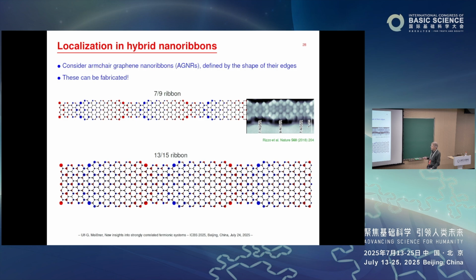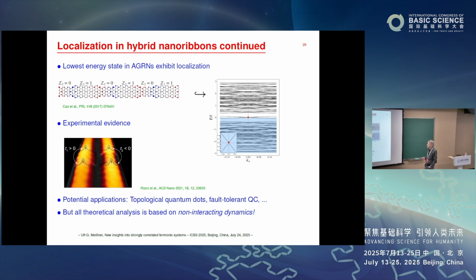These dots are the density of these edge states. And you can see here, this is from a Nature paper from already some years ago, where people have really fabricated such a 7-9 AGNR. The other topology we looked at are these 13-15 ribbons, which are a bit broader. So you can see this is 13, again this unit cell, and the unit cell here is 15. And there's localization. So here you see that for the 7-9 AGNR.